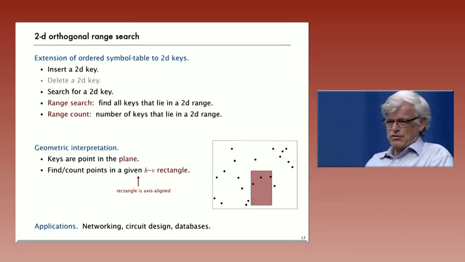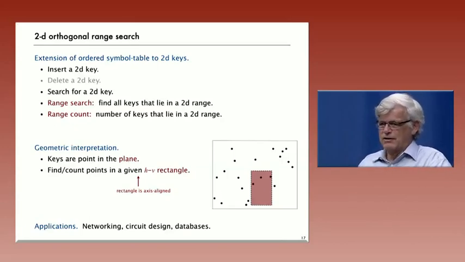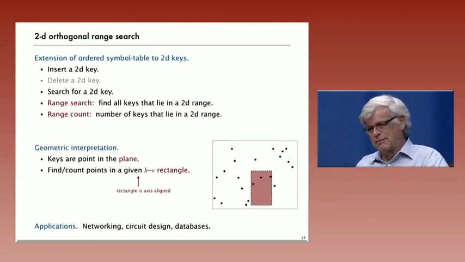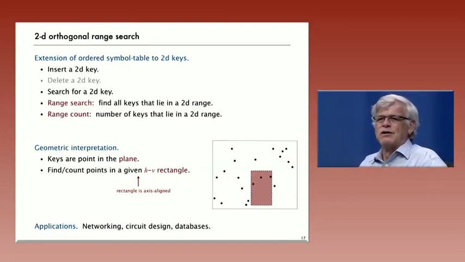And even if it's not points in the plane, just databases, you might ask for all the people with incomes between 1 million and 10 million who are between 40 and 50 years of age. And this kind of algorithm and data structure would be useful for that kind of situation too.